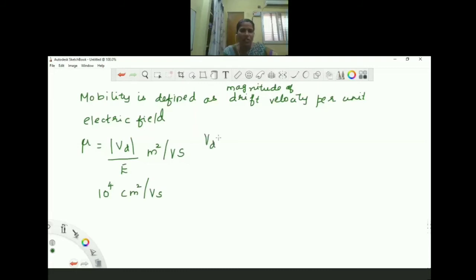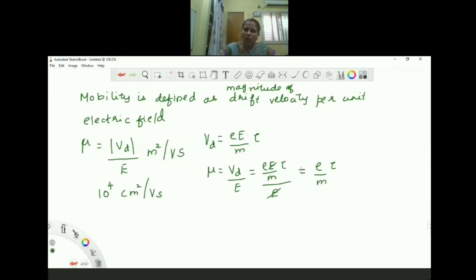Now we can also write this mobility in another expression, because we know that the drift velocity expression is eE by m into tau. What is mobility? Mobility is equal to drift velocity per unit electric field. So the mobility can be written as eE by m into tau divided by E. This E and E get cancelled. So mobility in terms of relaxation time is e tau divided by m. Okay, so this is the expression for mobility.